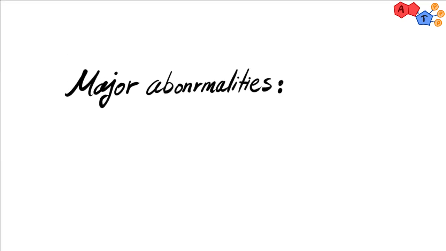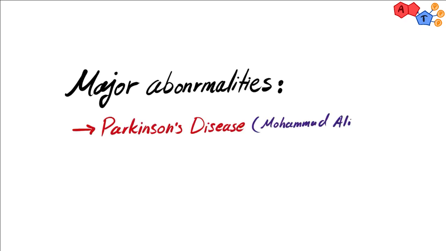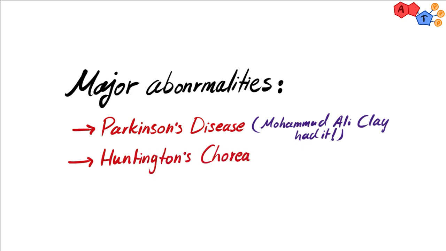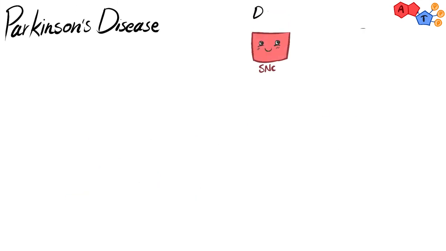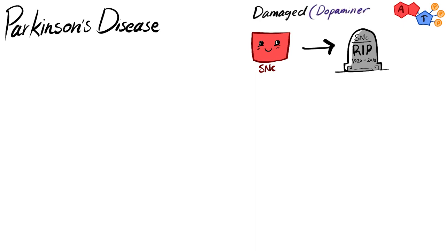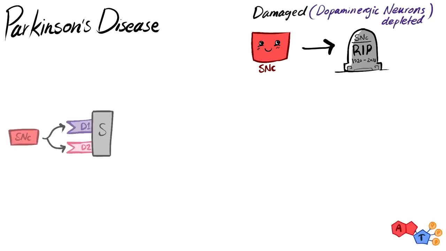After we understood the major mechanisms of the basal ganglia, we will look into the major abnormalities that can happen, and we will discuss three conditions: Parkinson's disease, which is hypokinetic, Huntington chorea, which is hyperkinetic, and lastly Hemiballismus, which is hyperkinetic again. So first, Parkinson's disease, the substantia nigra pars compacta is damaged, depleting the dopaminergic neurons. So no dopamine will reach the striatum, and thus they cannot activate D1 nor D2 receptors. So the indirect and direct pathways are both affected.